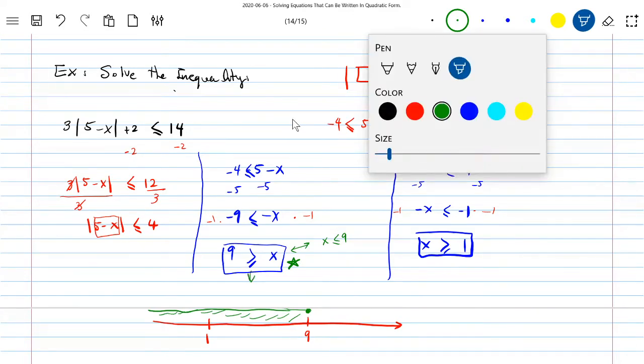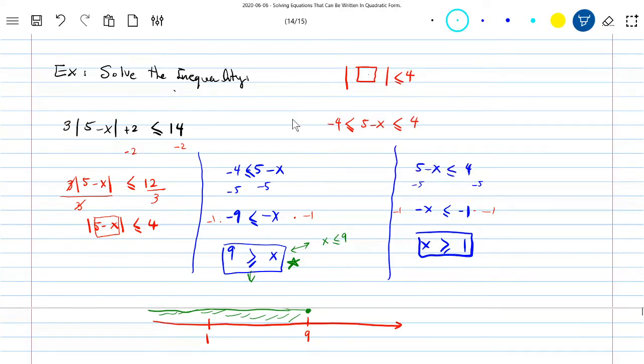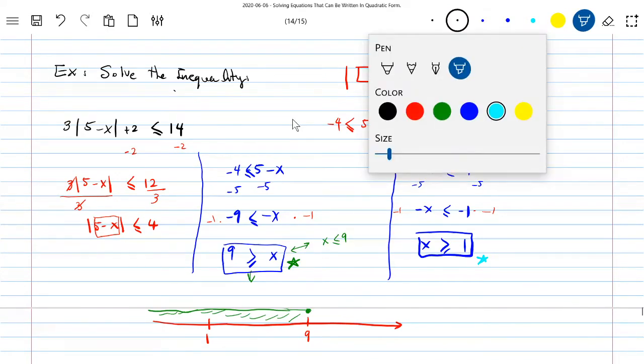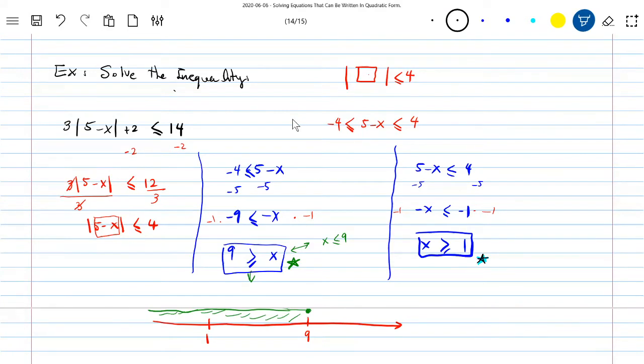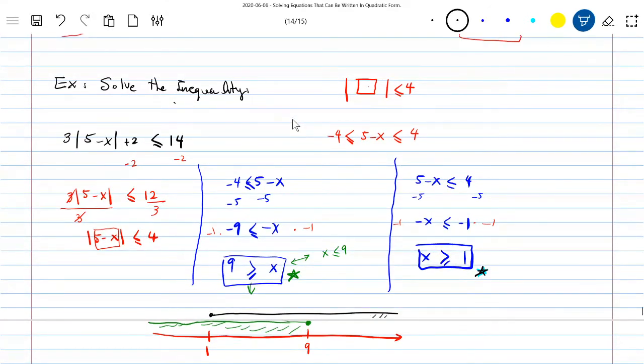How about the solution to the other equation? Let me use a different color. Maybe light blue. Here. Maybe it's not that clear. This one here. I'm going to use black. For x greater than or equal to 1, 1 is a closed circle. Everything greater than 1 would be all this area. This is the solution to the right-hand side.